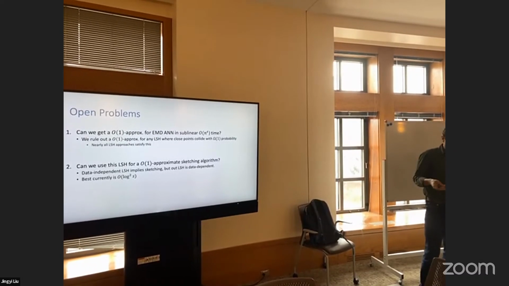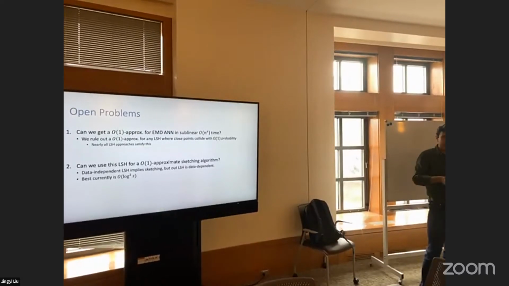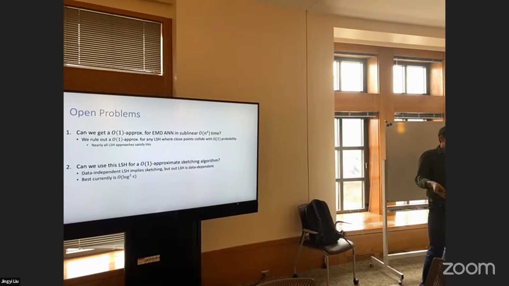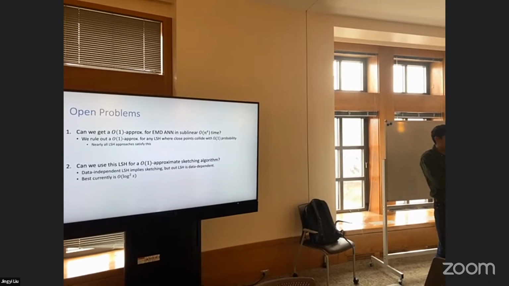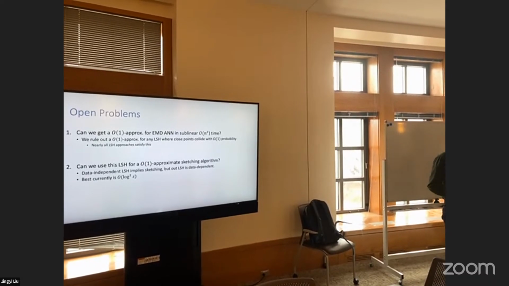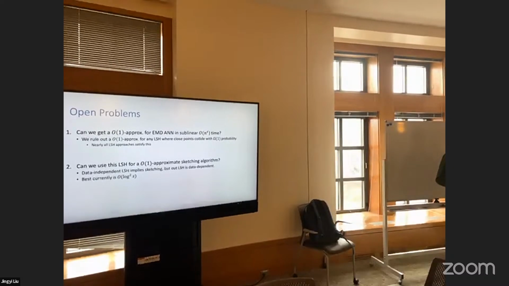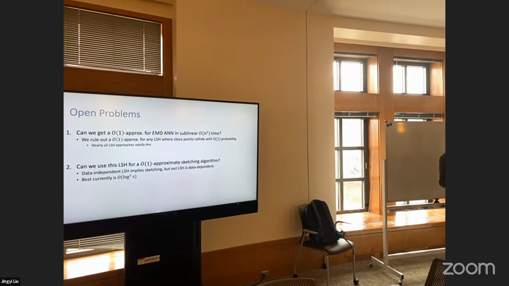Even though we now have a better approximation for nearest neighbor search, and the prior paper got a better approximation for streaming, we still don't know how to get a log S approximation for sketching algorithms. The best we know right now is log squared S. So even though a log S approximation seems possible for EMD, there are still some models where we don't know how to do it.